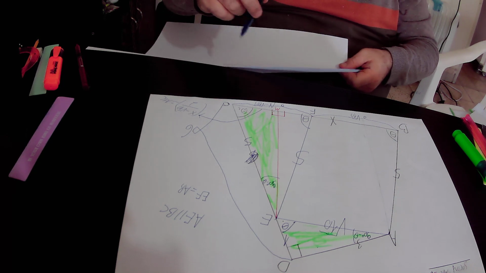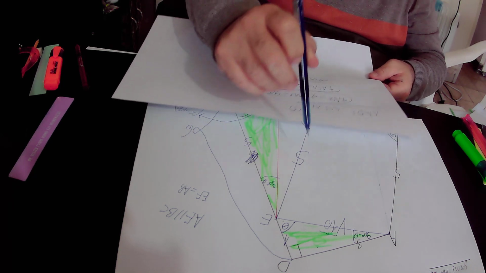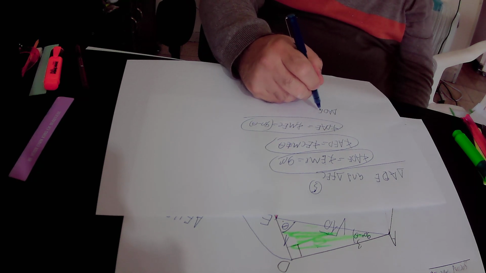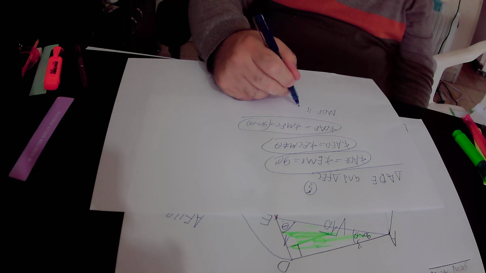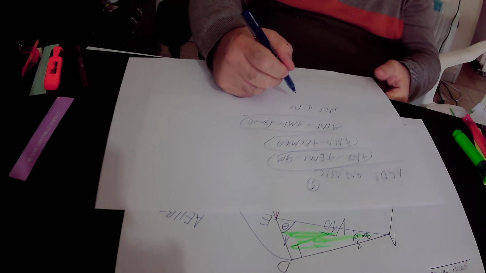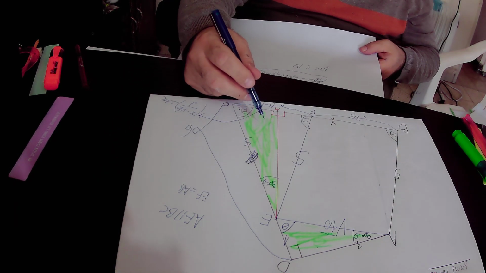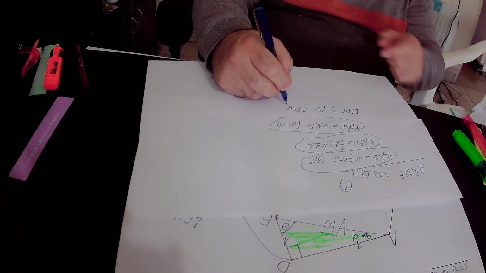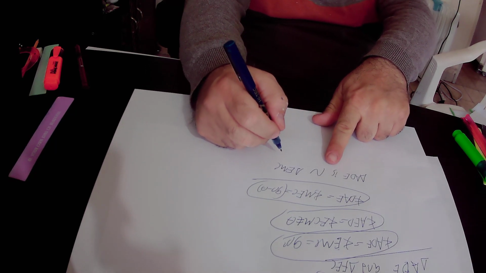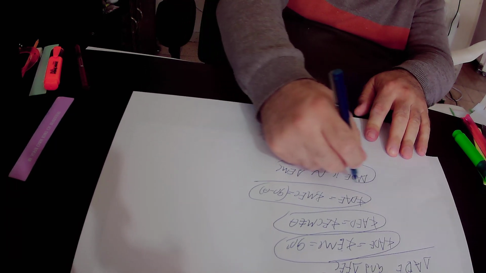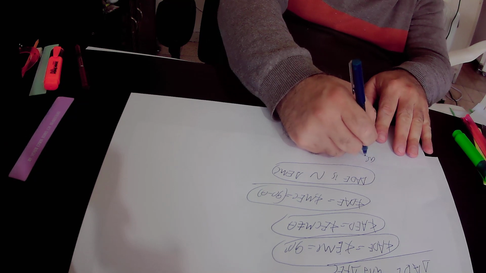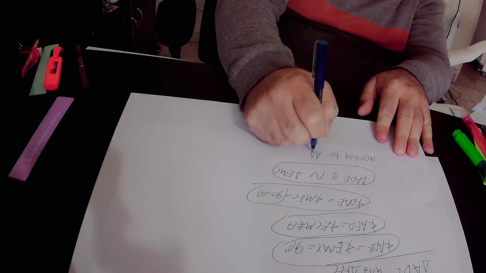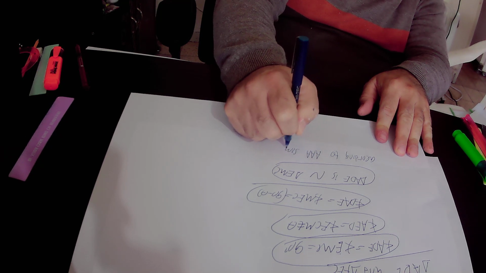Therefore, triangle ADE, this right green triangle, is similar to the right green triangle EMC. This is the sign of similar, according to the angle similarity rule.